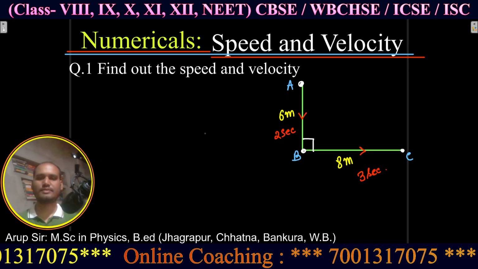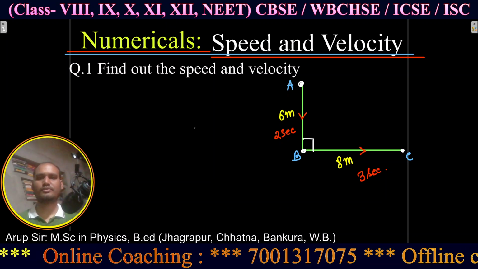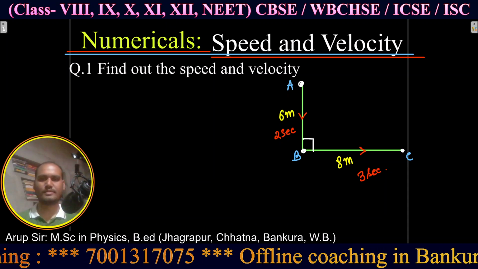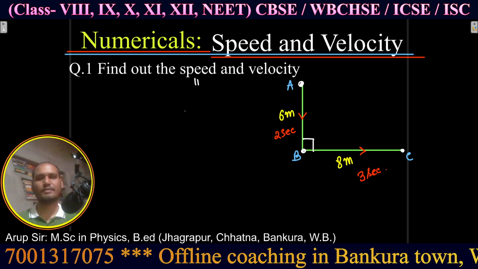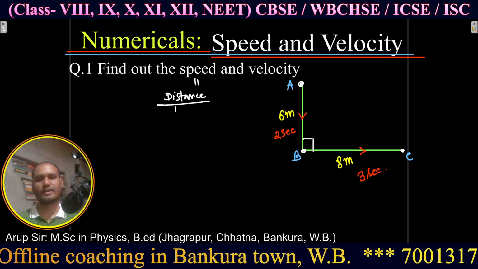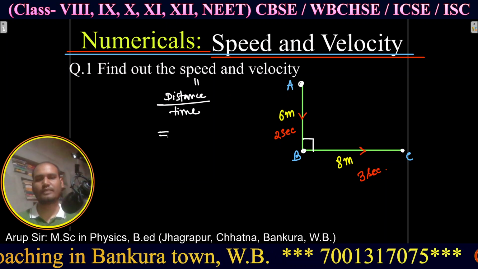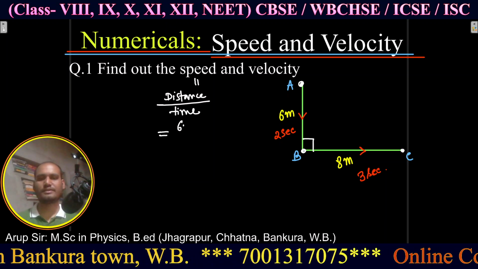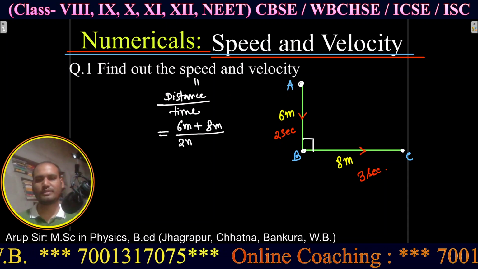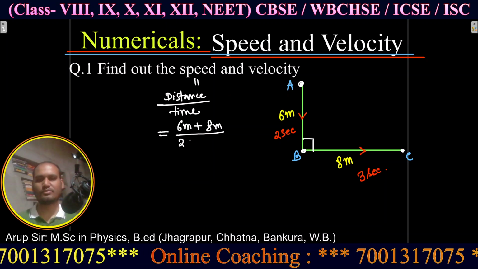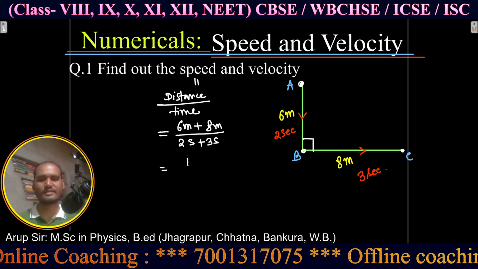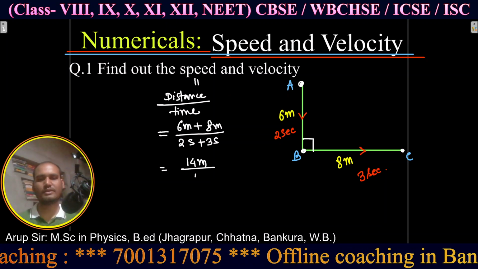As I have said earlier, for speed and velocity you need to know about distance and displacement. Speed is a concept coming from distance, right? So what is the formula for speed? That is distance upon time. What is the distance? From A to B it is 6 meter, from B to C it is 8 meter. What is the total time? That is 2 seconds plus 3 seconds, which is 5 seconds. So above it is 6 plus 8, 14 meter, and in the denominator it is 5 seconds.